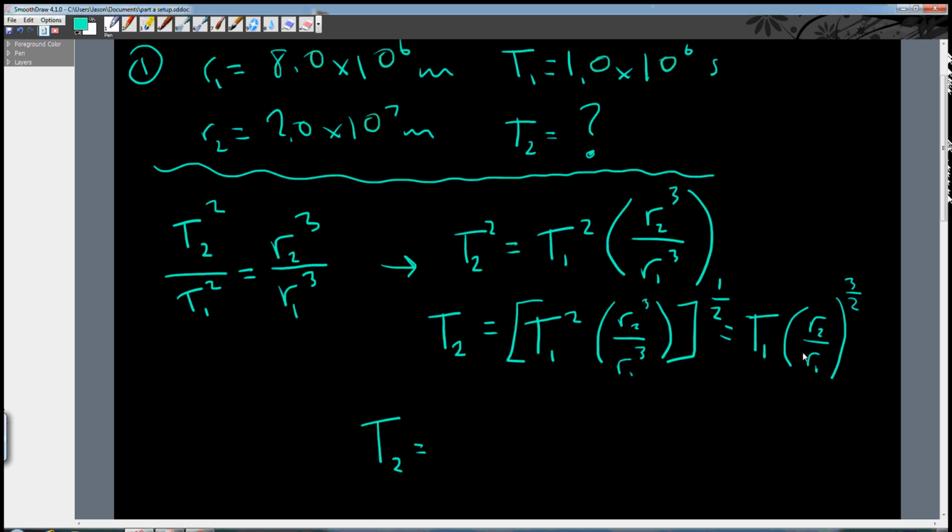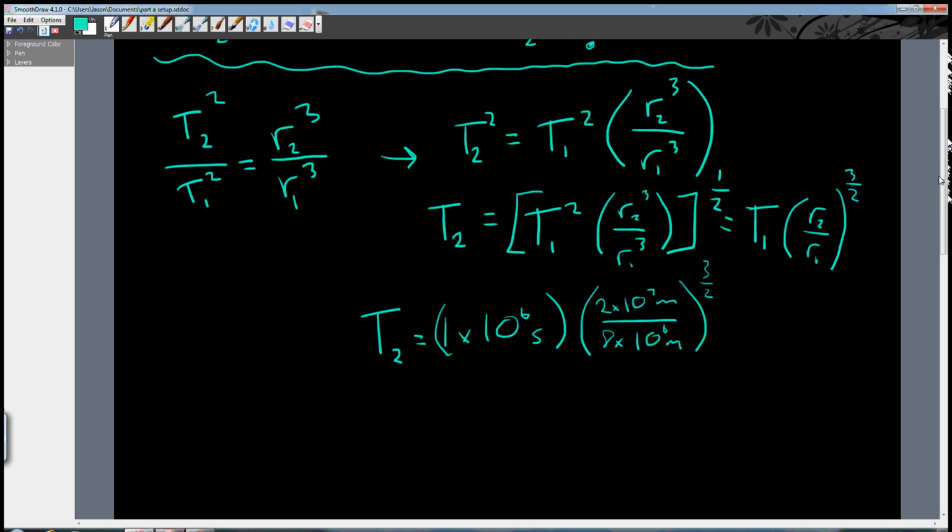Okay, so T2 is going to equal this right here. My period for satellite 1 is 1 times 10 to the 6 seconds. My R2 is 2 times 10 to the 7 meters. My R1 is 8 times 10 to the 6 meters. This is all to the 3/2 power. And again, I'm just plugging in from here. I solved for the period of 2, which is what we're asked for. This is what the other side of the equation looks like, plugging in my values that we were given in the very beginning.